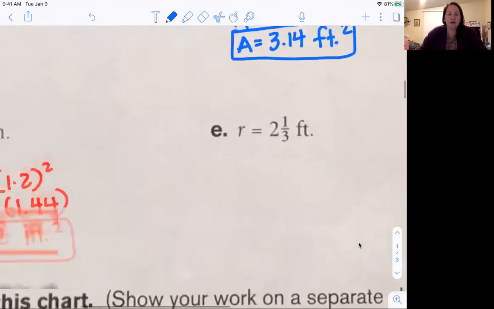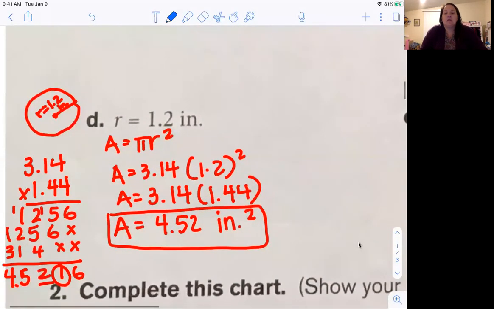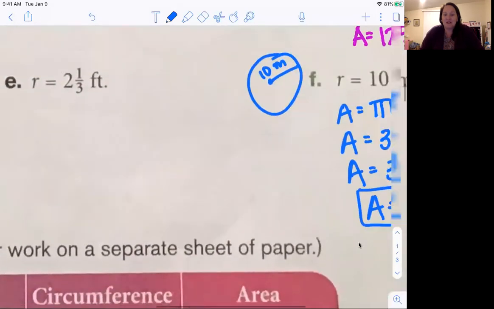Okay, so let's look at D. If you got 4.52 square inches, good job. If you got 4.5216, you just forgot to round. Okay, if you didn't get either of those, check where you made a mistake, because 1.2 squared is actually 1.2 times 1.2. And if you know what 12 times 12 is, all you have to do is put your two decimals. It becomes 1.44.